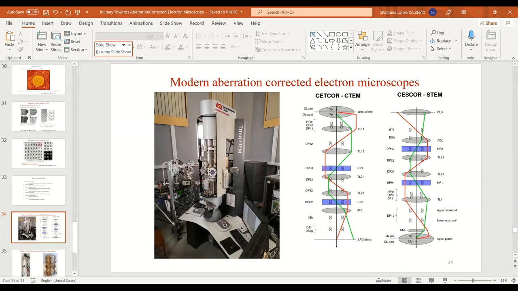And if you're working in STEM mode, your pre-field is important, because it forms the probe and the shape of the probe. What is the electron probe? It's just the demagnified image of the electron source on your sample. So if it is distorted, or if you have a triangular electron beam spot, then you're going to get artifacts in your image. So if you're correcting the aberrations of the pre-field, then you're performing probe correction. And if you're correcting the aberrations of the post field, then you're correcting for the image, or you're just doing image correction.